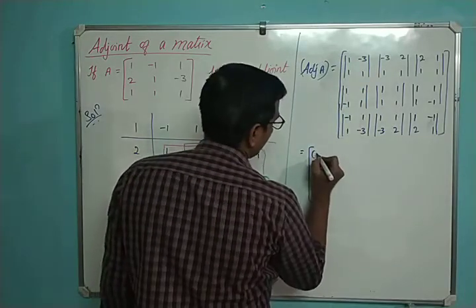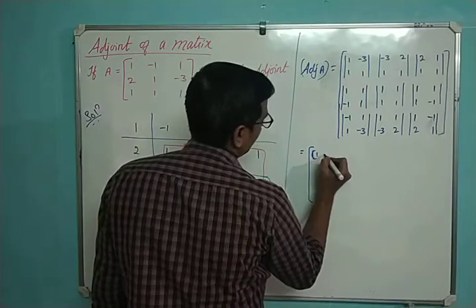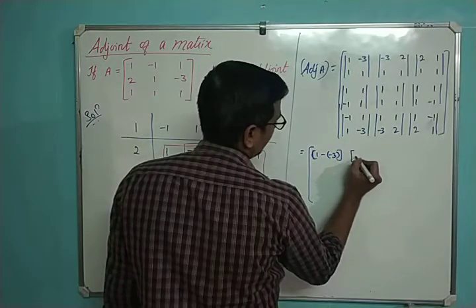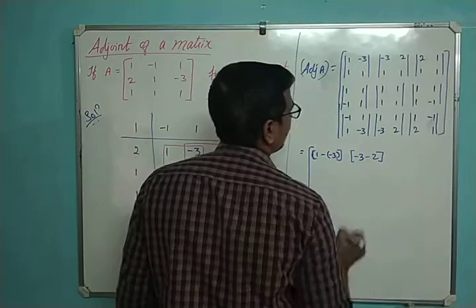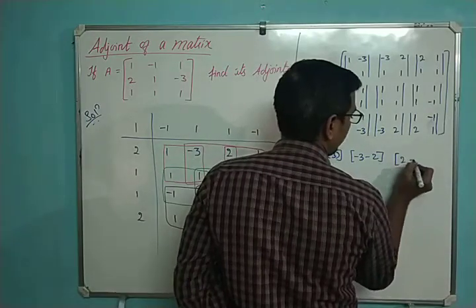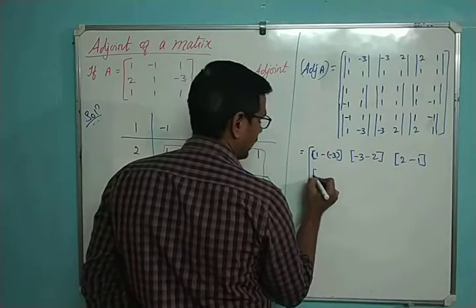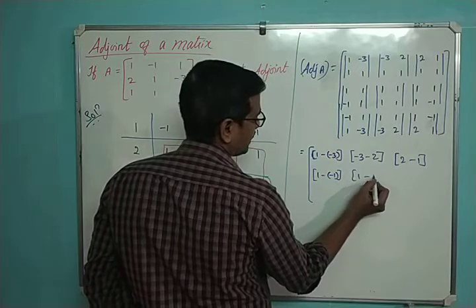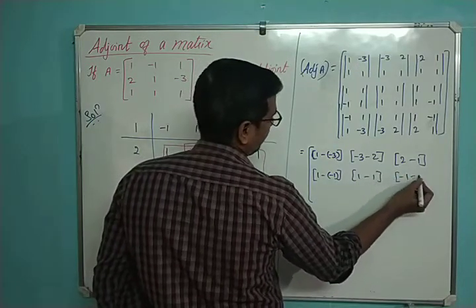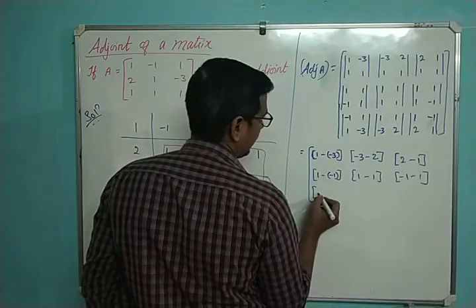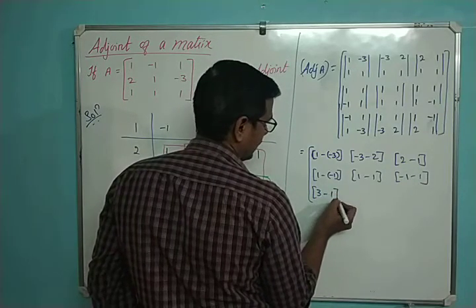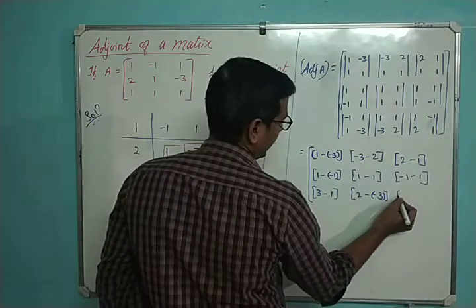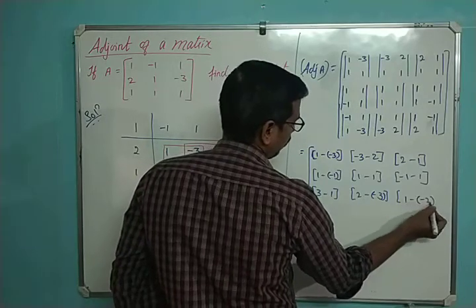1 into 1 is 1 minus of minus 3. Then here minus 3 minus 2, and here 2 minus 1. And the second row will be 1 minus of minus 1, here 1 minus 1, and here minus 1 minus 1. And the third one will be 3 minus 1, here 2 minus of minus 3, and here 1 minus of minus 2.